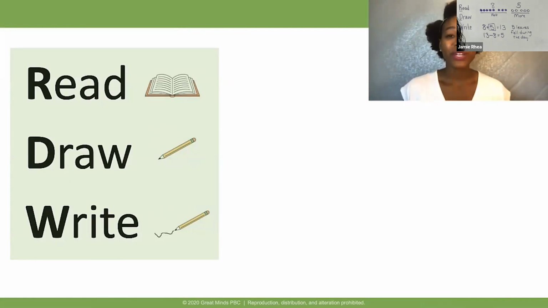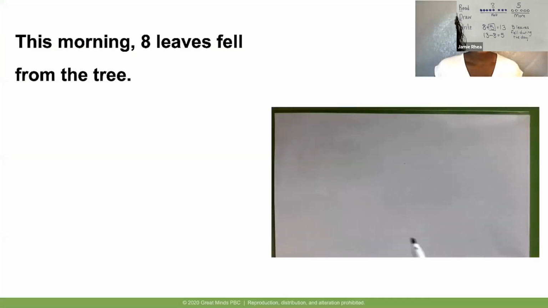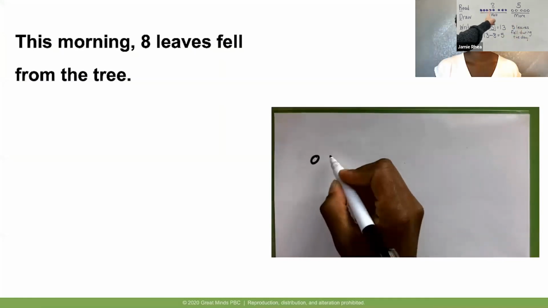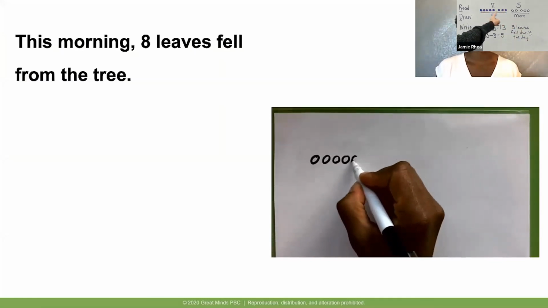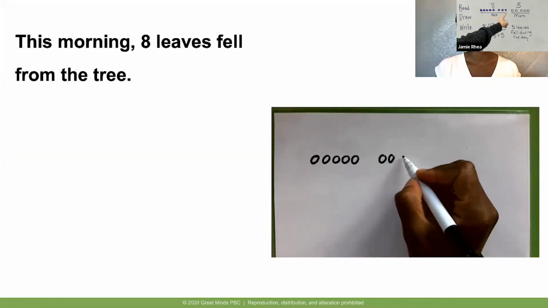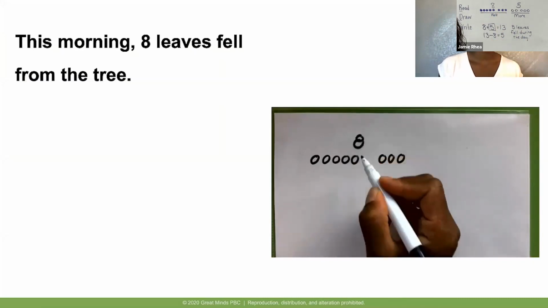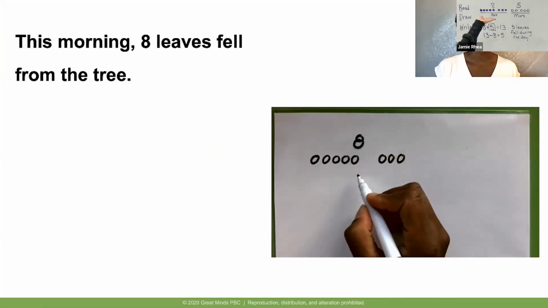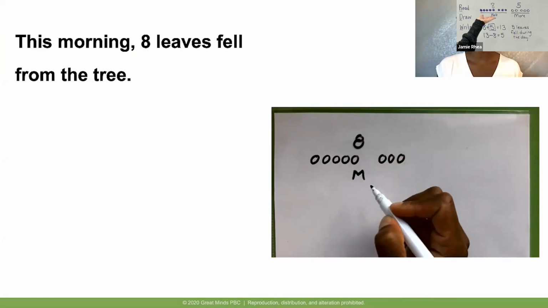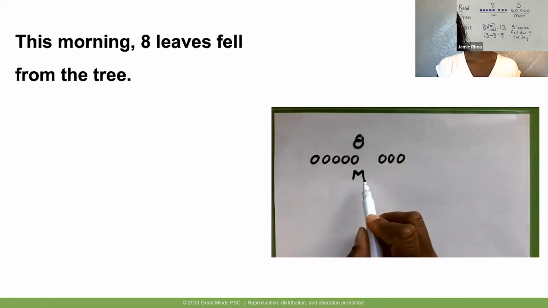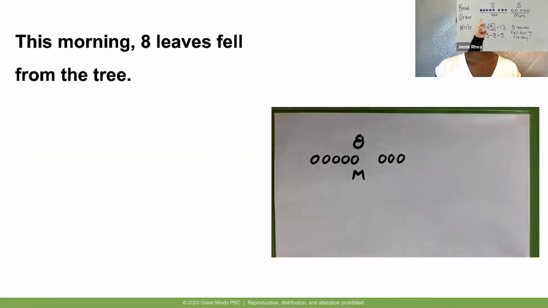Let's start by rereading the problem line by line and checking our drawing to see if it matches. This morning, 8 leaves fell from the tree. Here's our 8. Point to where your drawing shows 8 leaves on the floor. Did you draw a label so you can find these leaves easily? Take a look at my drawing and take a look at your drawing. Pause the video now if you need to fix your drawing or add a label. I wrote fell. She wrote M for morning.